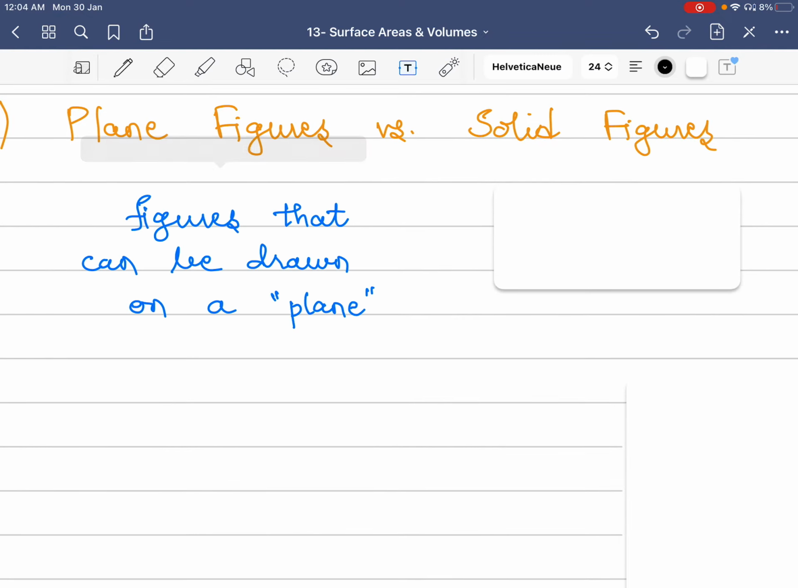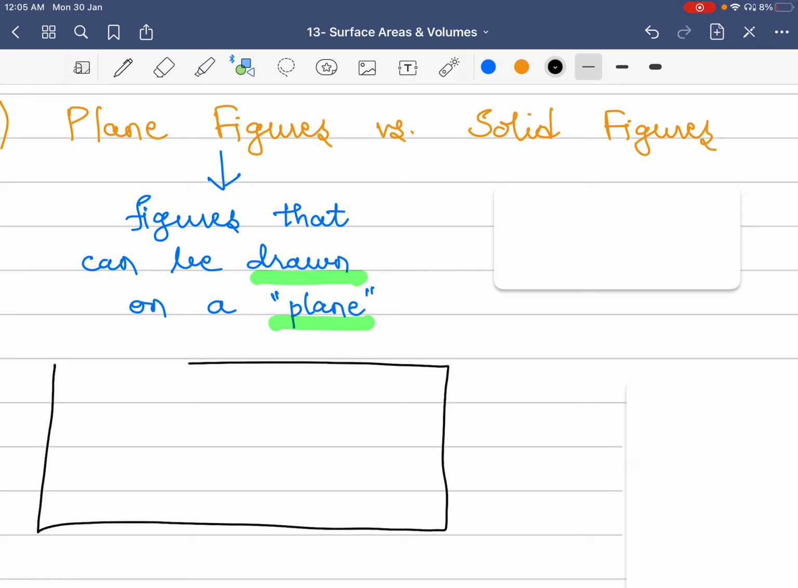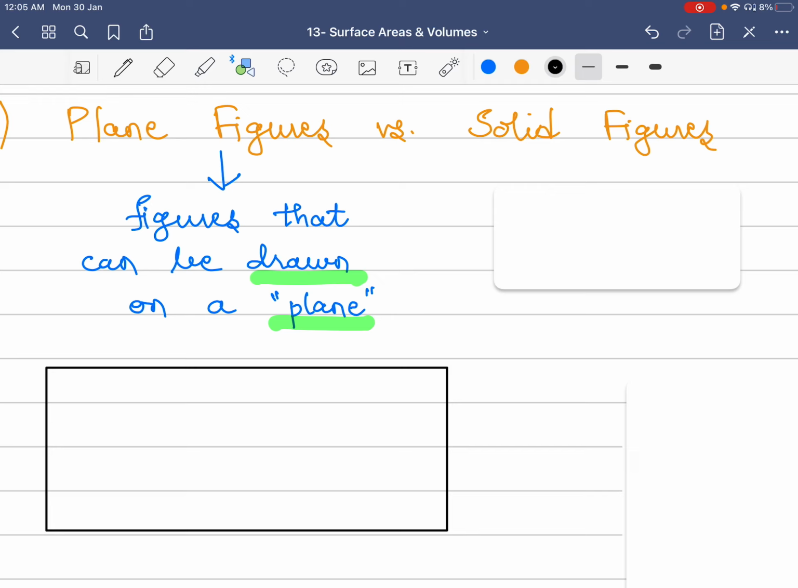So plane figures, to put it in very simple words, are figures that can be drawn on a plane. Very simple and very straightforward definition. That can be drawn on a plane. What do you mean by that? So for example, if this is my plane, let's draw a random plane. Just think about it. What are the figures that you can draw inside this plane?